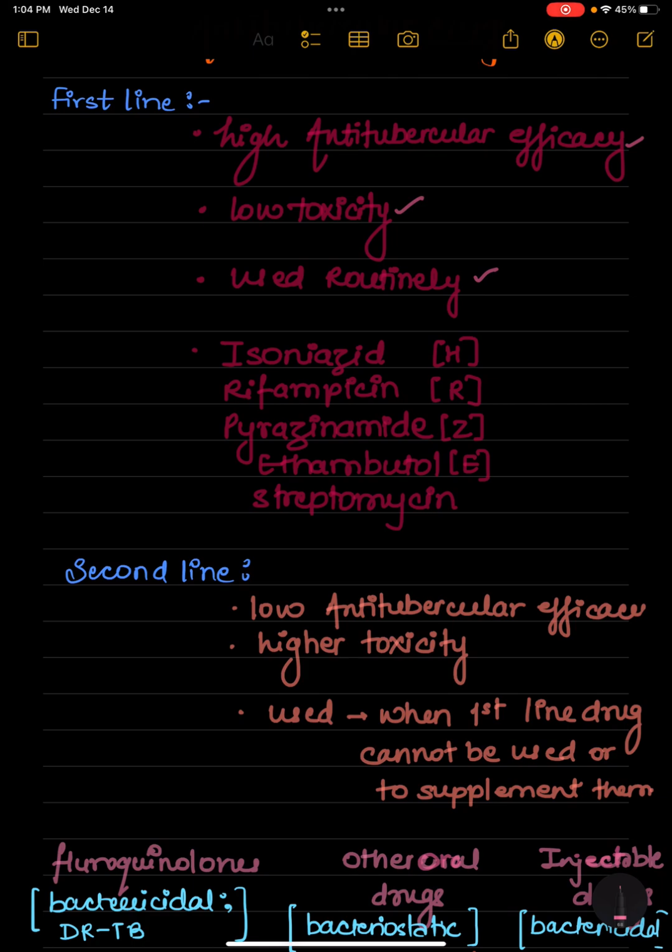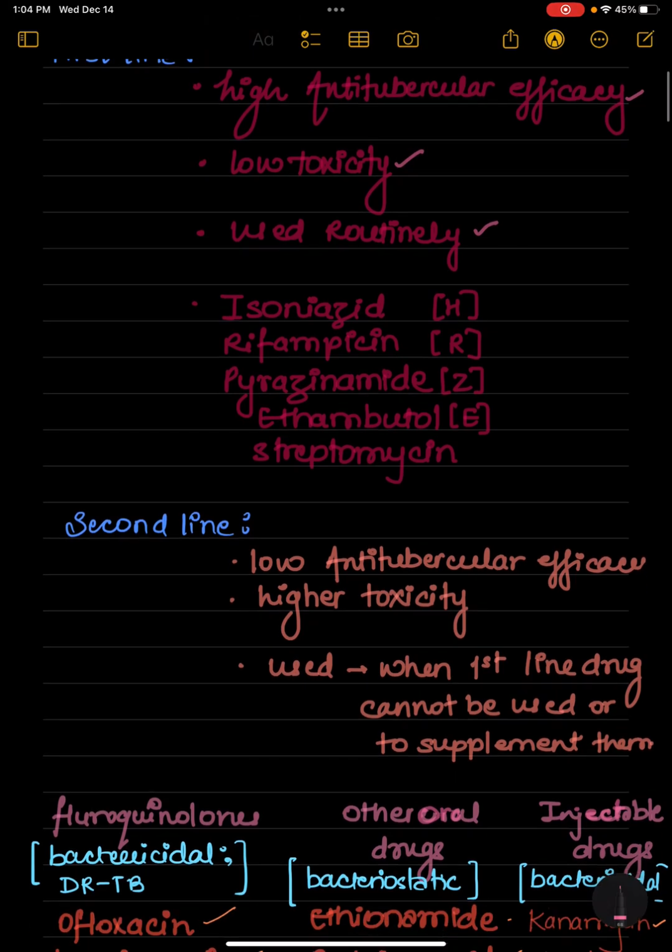Drugs that are involved in first line are isoniazid, rifampicin, pyrazinamide, ethambutol, and streptomycin. Most commonly, drugs used as first line are isoniazid, rifampicin, pyrazinamide, and ethambutol. Isoniazid is represented with the letter H, rifampicin with R, pyrazinamide with Z, and ethambutol with E.